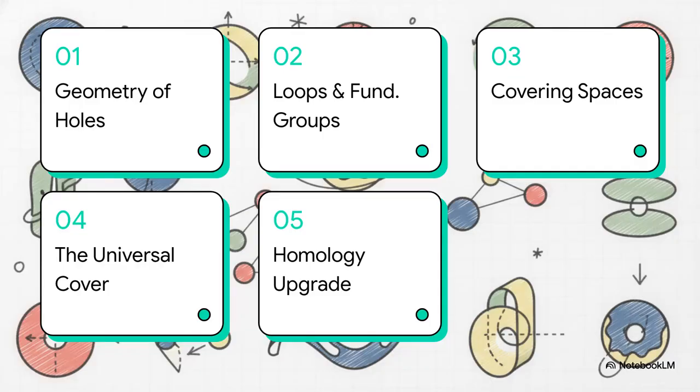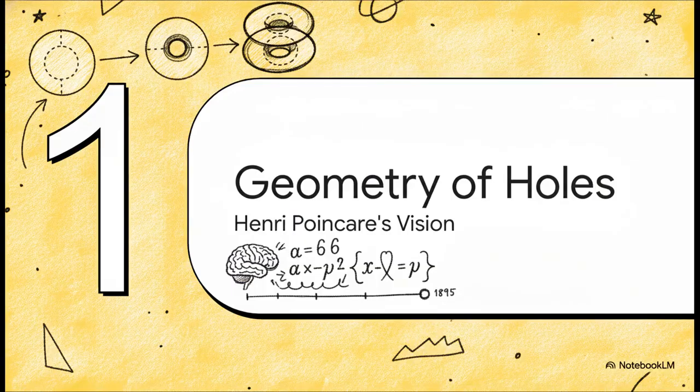Okay, let's dive into our roadmap for this explainer. We'll start with the geometry of holes, move into loops and fundamental groups, uncover the magic of covering spaces, search for the universal cover, and finally arrive at homology, the abelian upgrade. Section 1. The geometry of holes.